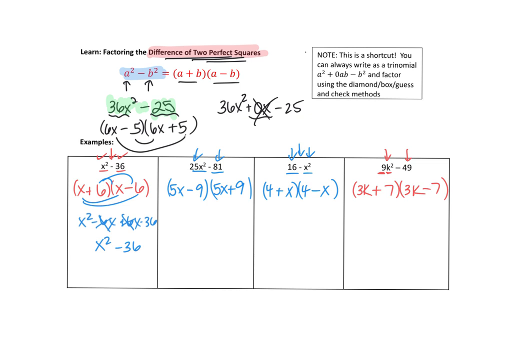Again, if you didn't notice that, then you can go ahead and do factoring by grouping. You can do the factoring by guessing and checking, or box and diamond. You can use any of the methods that we've learned as long as you get it factored correctly.